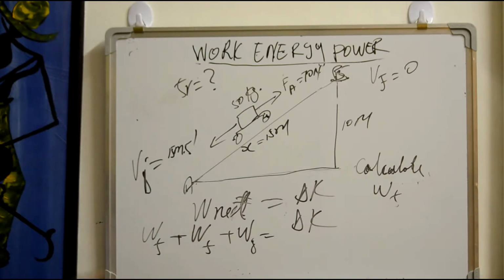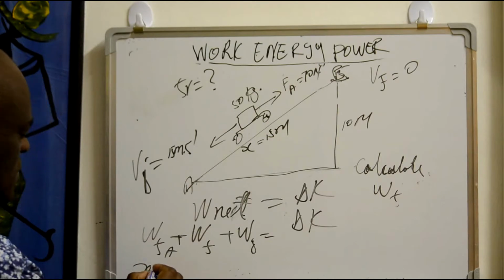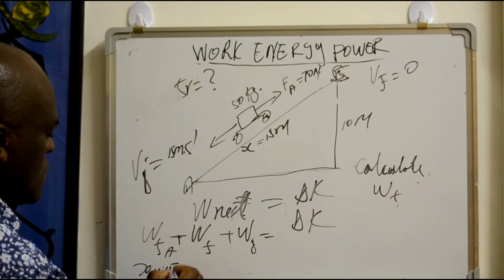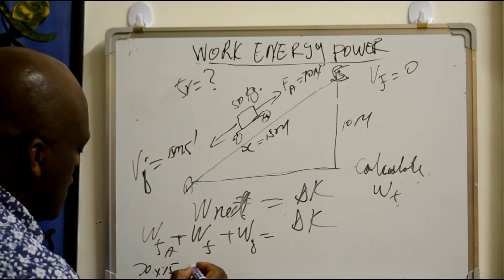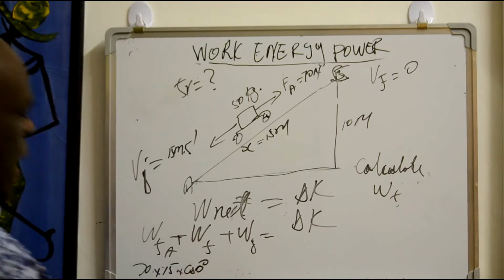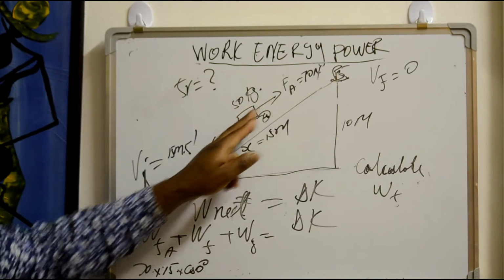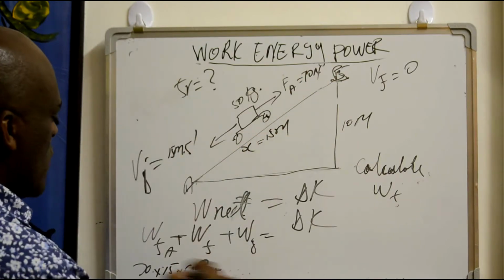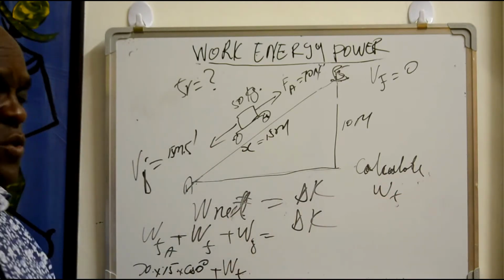But what is the work done by the force applied now? It's 70 times delta x, which is 15, times cos 0. Why cos 0? It is because the force is in the direction of motion, going up, so the angle is 0. Plus, what is the work done by the friction? I do not know the work done by the friction. That's what I want to calculate.